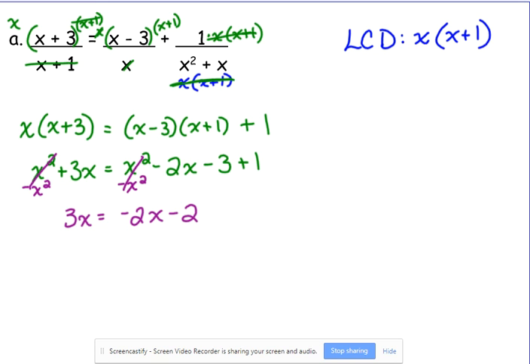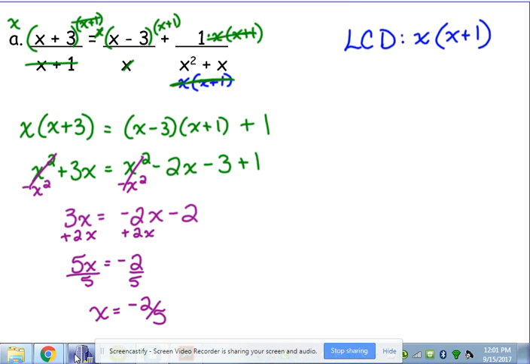So the x squares cancel, so we've got 3x is equal to negative 2x minus 2. And then it's just a matter of solving. Add 2x, so we've got 5x equals negative 2. Divide by 5, bless you. We get negative 2 over 5 for our answer.